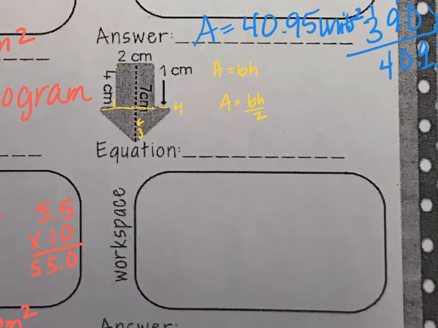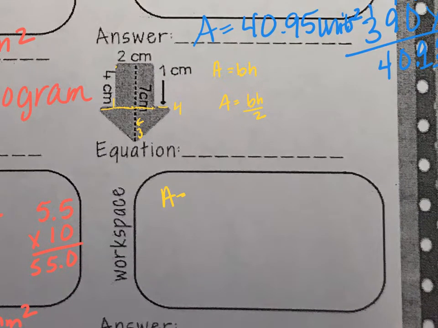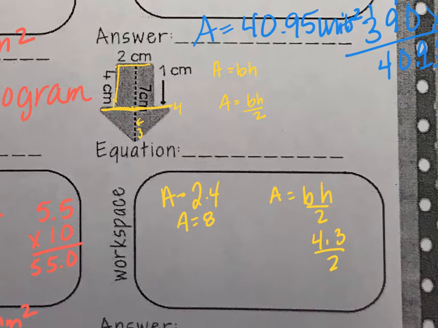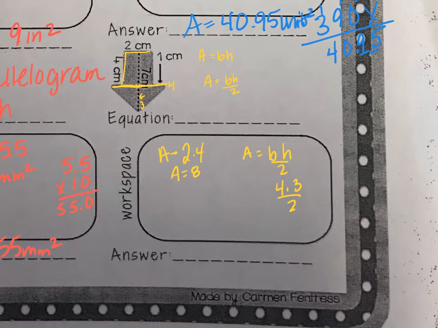Okay, so my rectangle first. My base is 2, my height is 4, 2 times 4 is 8, right? Okay, my triangle, base times height divided by 2. So my base is, we decided it was 4. My height is 3 divided by 2. 4 times 3 is 12, divided by 2 is 6. So now I would add 6 and 8 together, and what would it be?